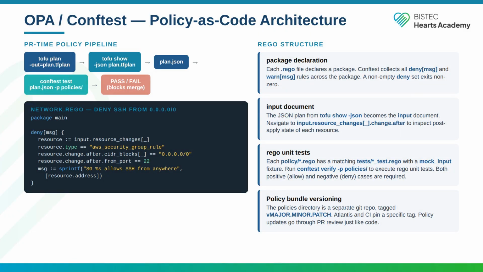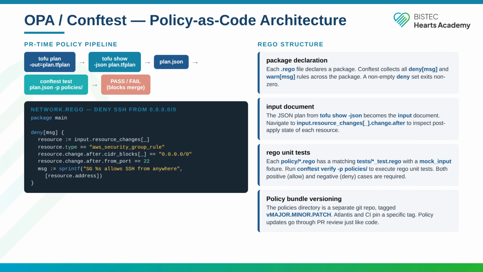The Open Policy Agent is a general-purpose policy engine. Conftest is a command-line tool that applies OPA policies to structured data from various sources, including Terraform plan JSON. The pipeline is 3 commands: tofu plan -out=tfplan, then tofu show -json tfplan to produce plan JSON, then conftest test plan.json pointing at the policies directory. Policy enforcement happens before any infrastructure is touched, at pull request time, not post-apply.